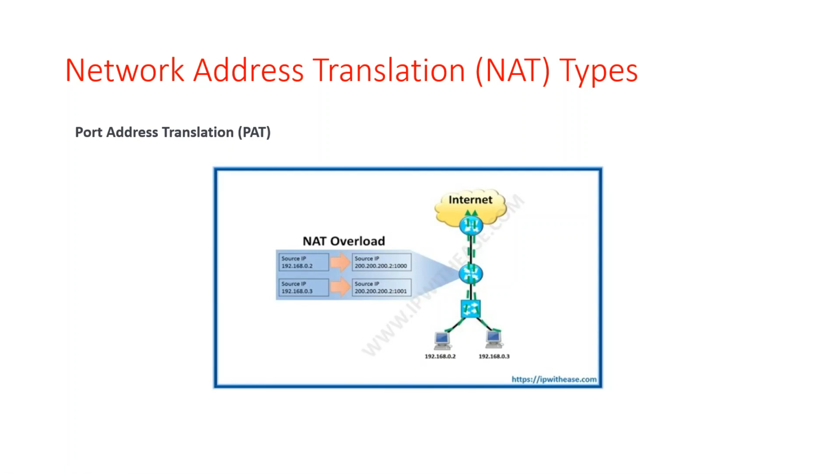In this port address translation, we translate the private source IP of LAN endpoints into the same public IP. The private IPs are these two, and they are translated from private to public as 200.200.200.2, but with different port numbers: for the first IP address the port number is 1000 and for the second it is 1001 respectively. So this is port address translation.